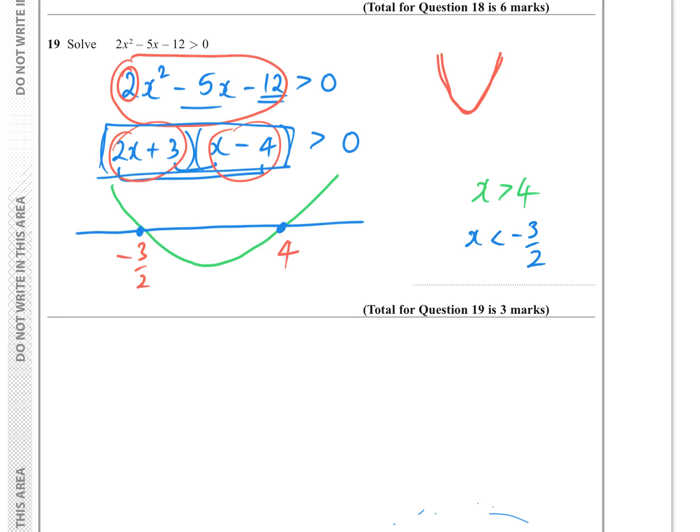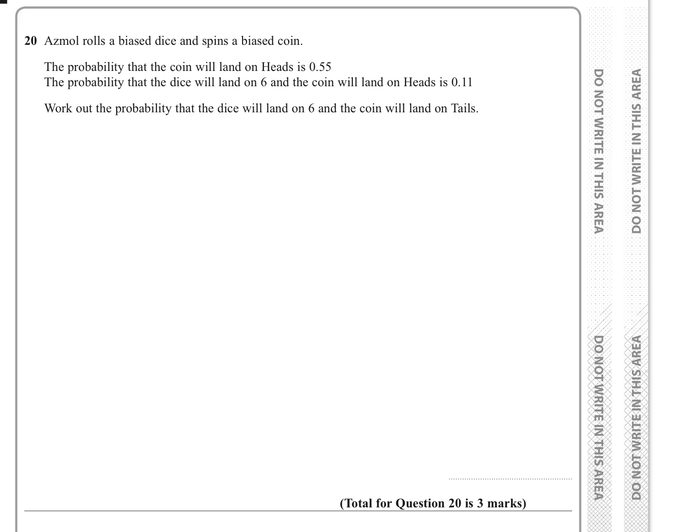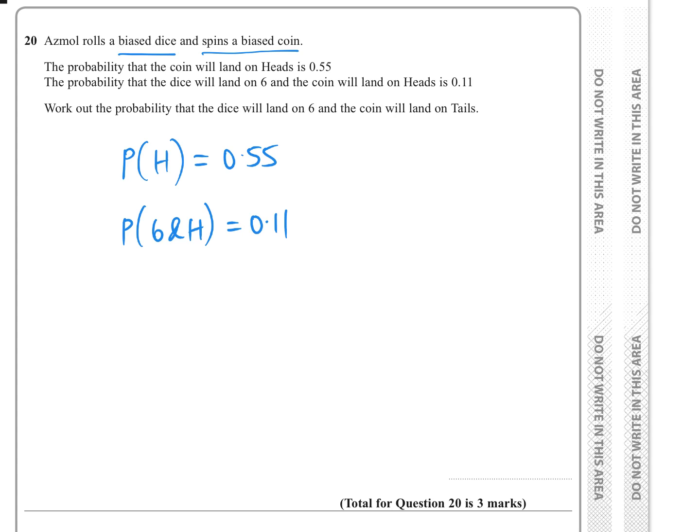So they would be my answers for that question. Question 20. Asmal rolls a biased dice, an unfair one, and spins a biased coin. The probability that the coin will land on heads is 0.55, and the probability that the dice will land on 6 and the coin will land on heads is 0.11.